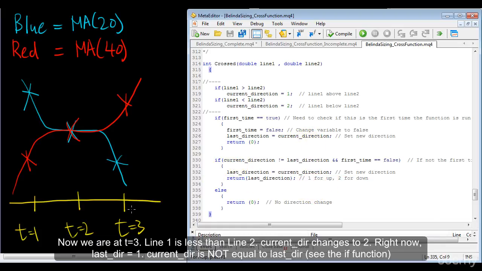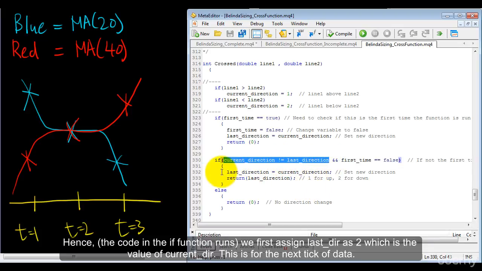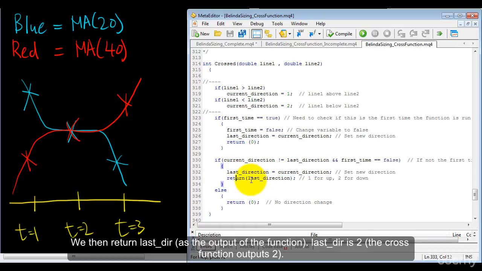But at t equals 3, line 1 is now less than line 2, so current direction changes to 2. Right now, last direction is 1, so current direction is not equal to last direction. Therefore, we first assign our last direction as 2, which is the value of current direction. This is for the next tick. And then we return last direction. And last direction is 2.